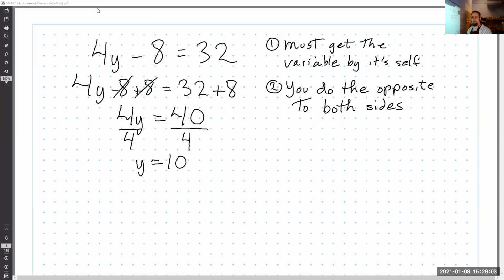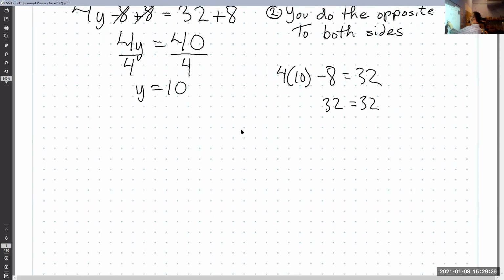Now, if we want to figure out if this is correct, we go back and substitute our values in, which becomes 4 times 10 minus 8 equals 32. We can determine that, yes, in fact, 4 times 10 is 40, minus 8 is 32. 32 does equal 32, so my equation is solved. So that's the basic idea: do the opposite to both sides in order to move something back and forth on the equation.